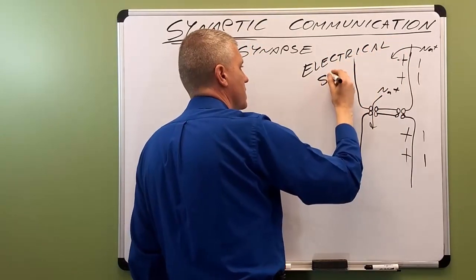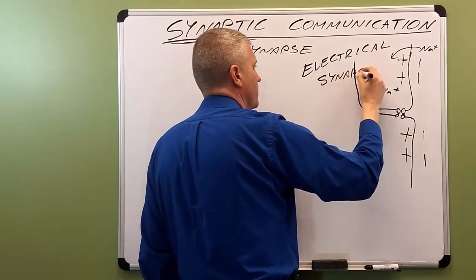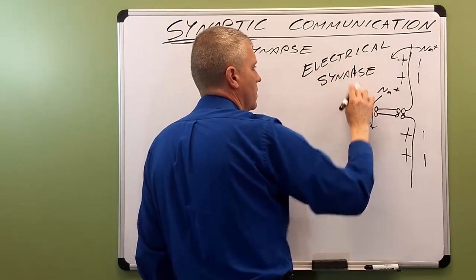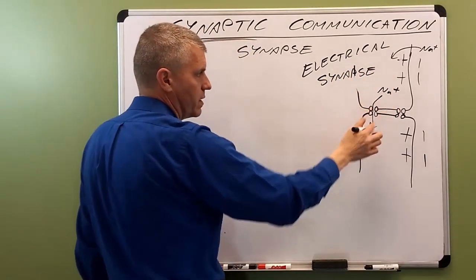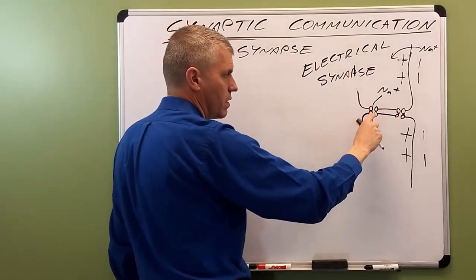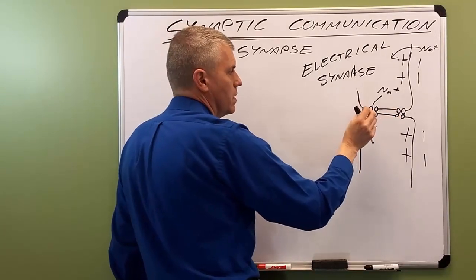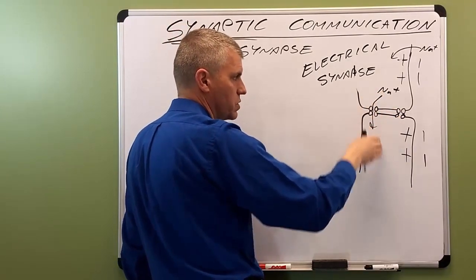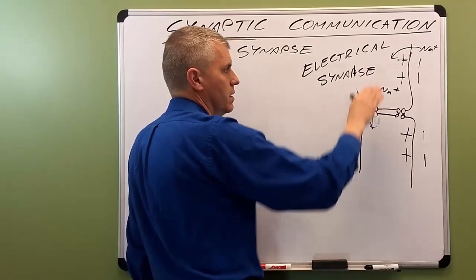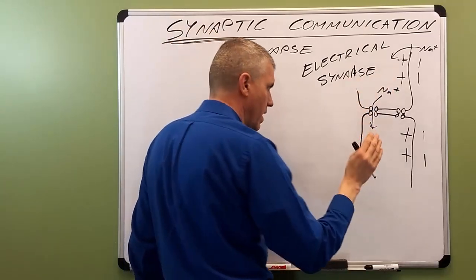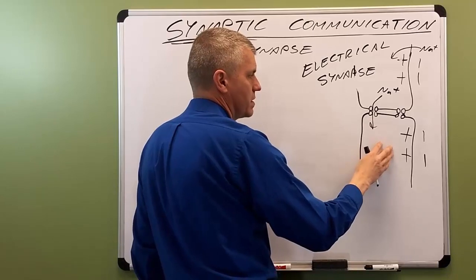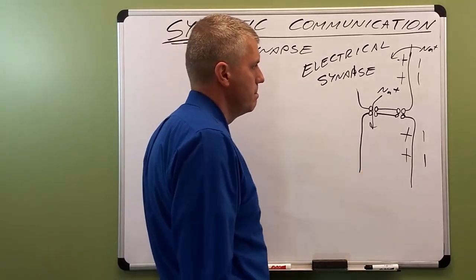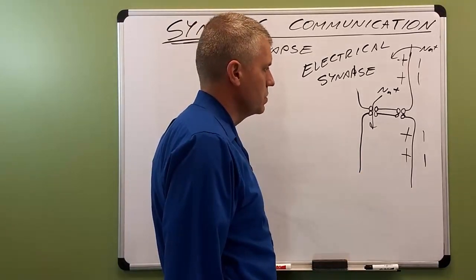An electrical synapse. So nothing real complicated here, just these proteins in the membrane, again called gap junctions, that allow a channel to be created between the two cells, letting charged ions go through. This cell can now communicate electrically with the next cell, an action potential.